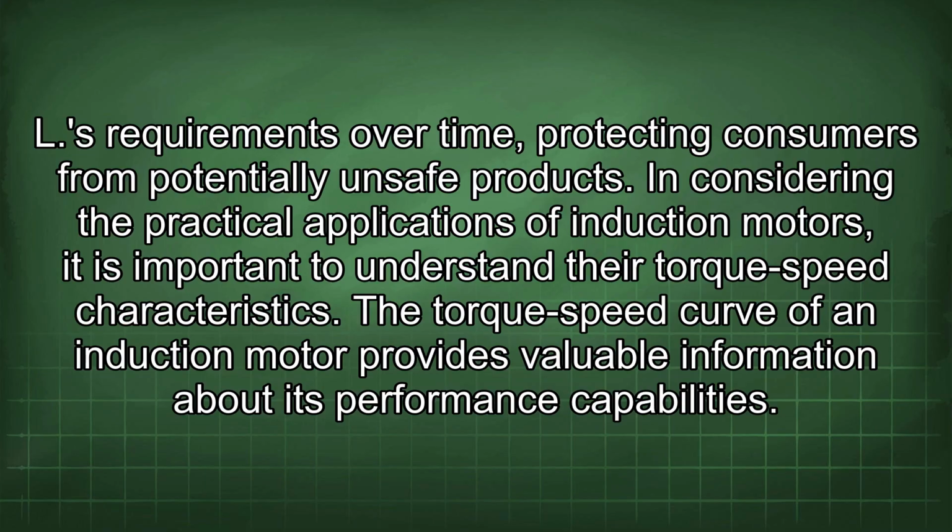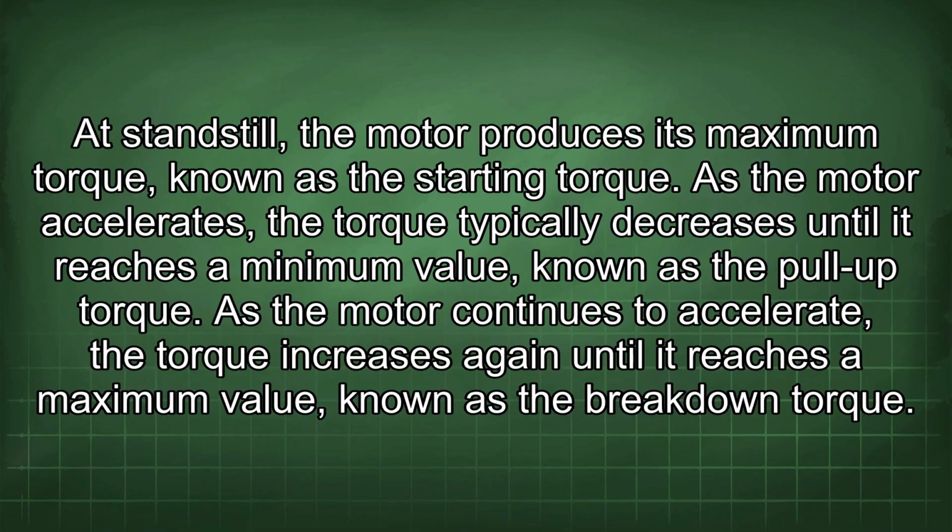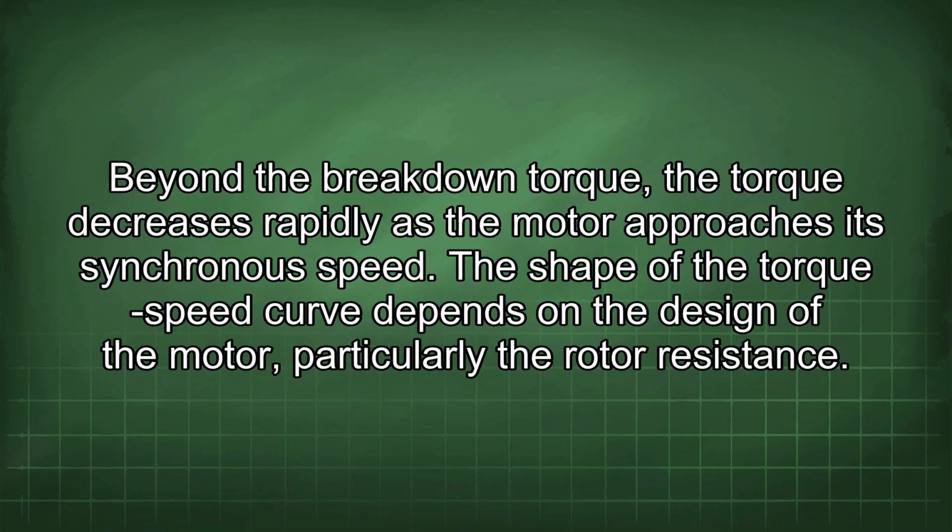The torque speed curve of an induction motor provides valuable information about its performance capabilities. At standstill, the motor produces its maximum torque, known as the starting torque. As the motor accelerates, the torque typically decreases until it reaches a minimum value, known as the pull-up torque. As the motor continues to accelerate, the torque increases again until it reaches a maximum value, known as the breakdown torque. Beyond the breakdown torque, the torque decreases rapidly as the motor approaches its synchronous speed.